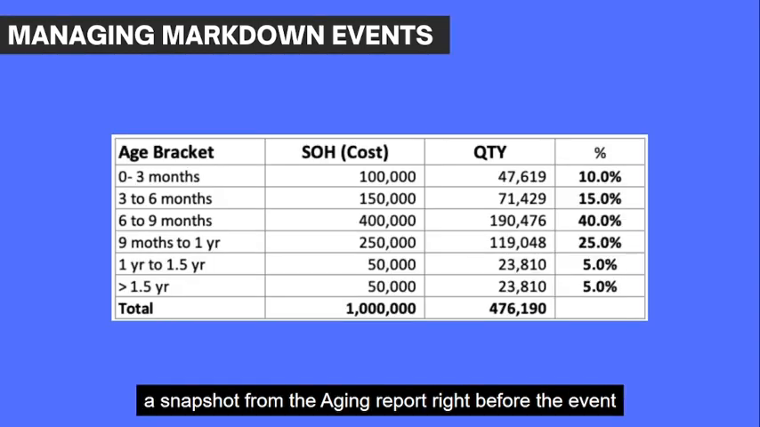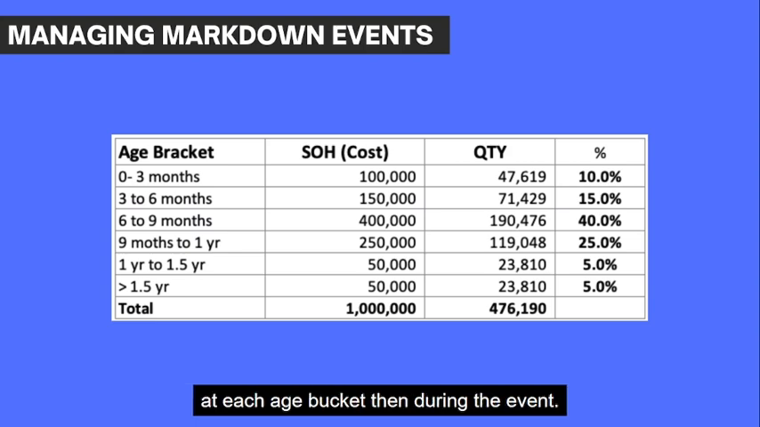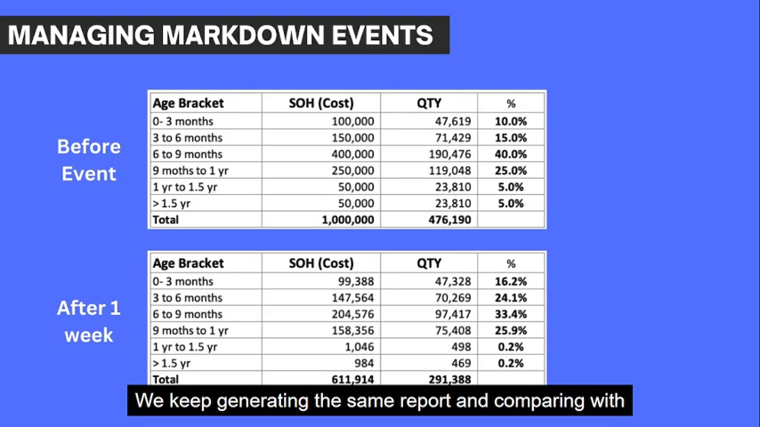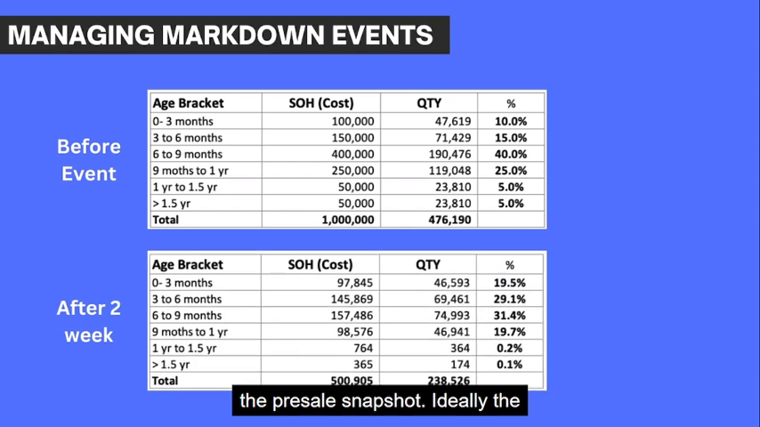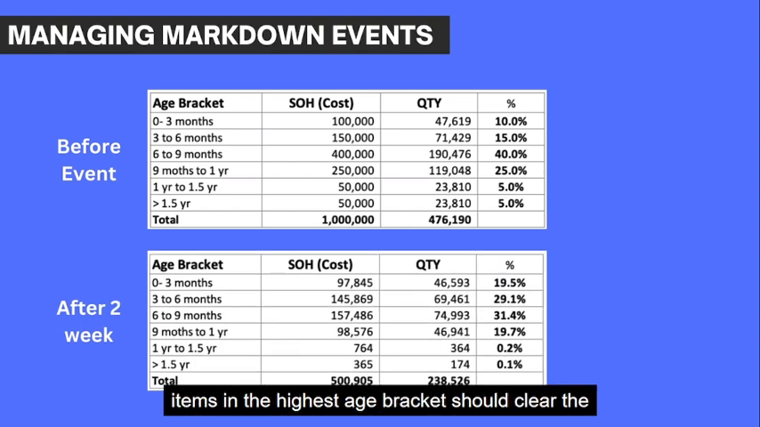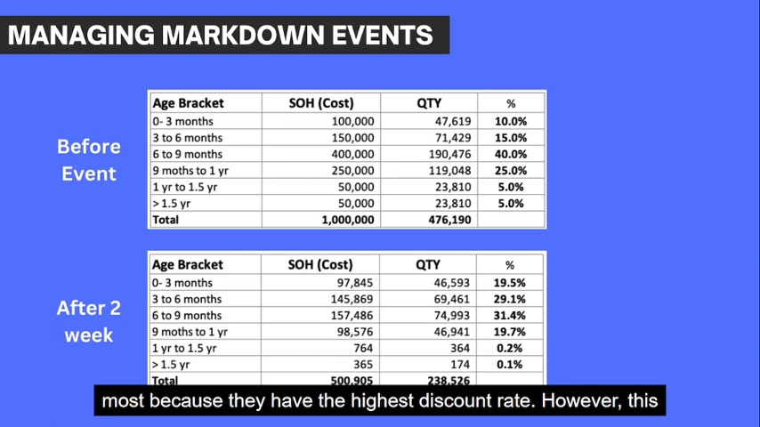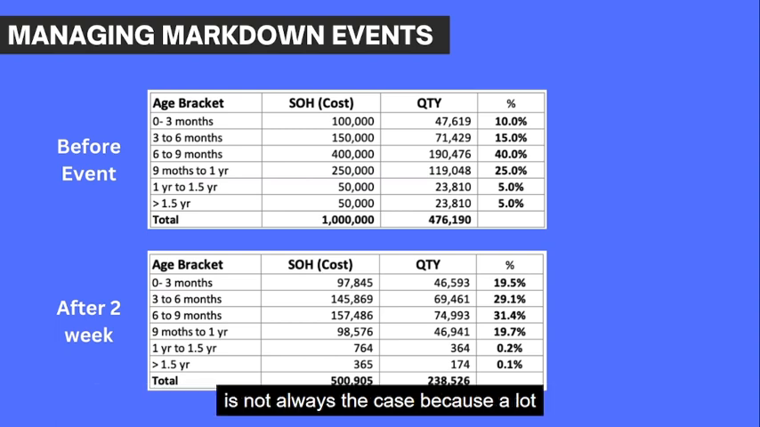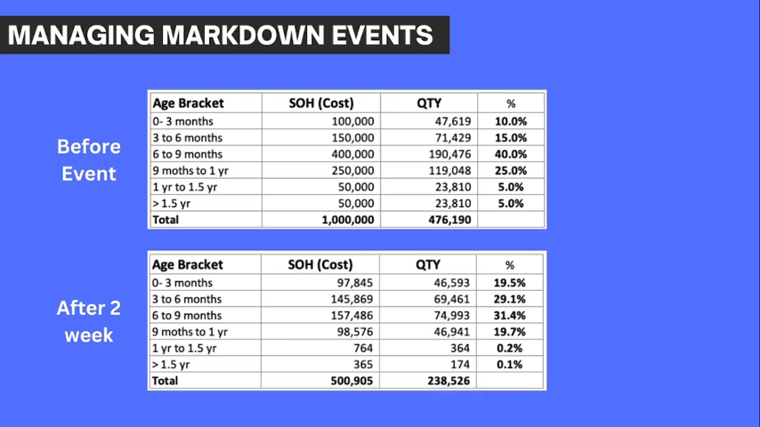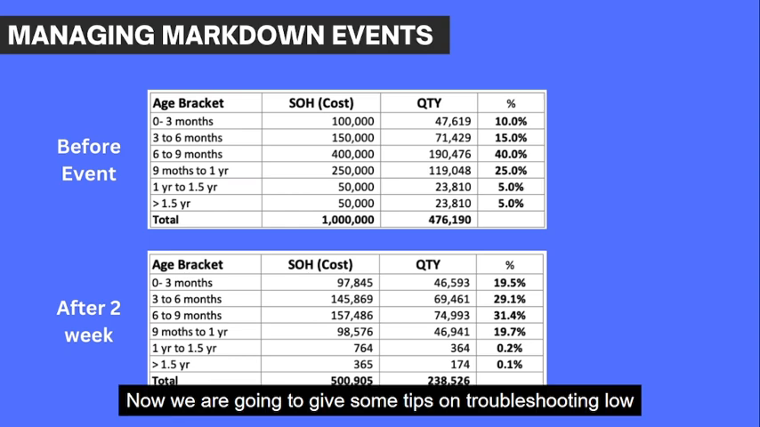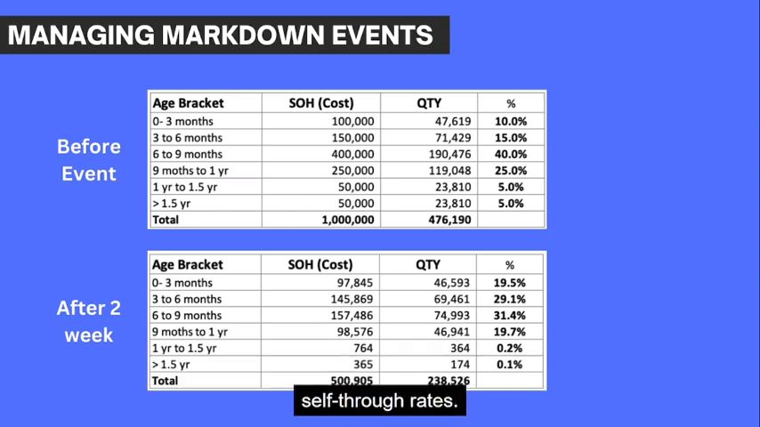We take a snapshot from the aging report right before the event, and this will show us stock holding in value and quantity at each age bucket. Then during the event, we keep generating the same report and comparing with the pre-sale snapshot. Ideally, the items in the highest age bracket should clear the most because they have the highest discount rate. However, this is not always the case, because a lot of that old stock is already broken sizes and old collections. Now we are going to give some tips on troubleshooting low sell-through rates.